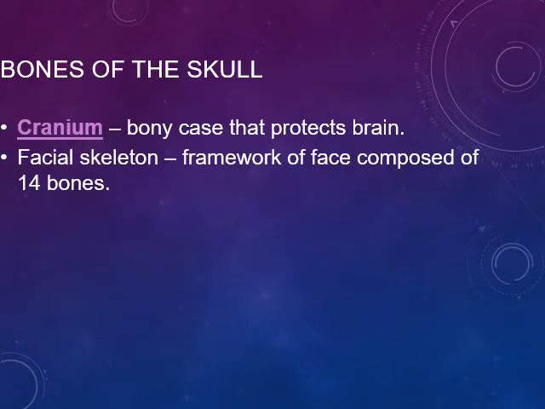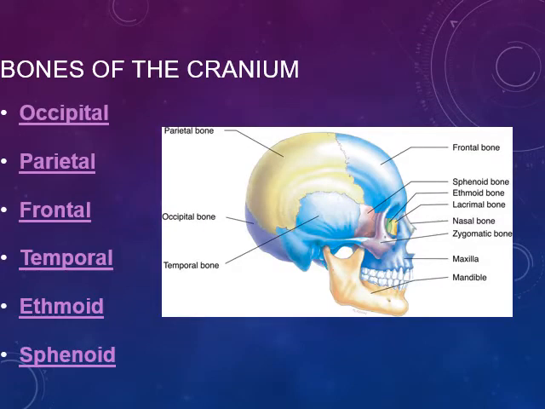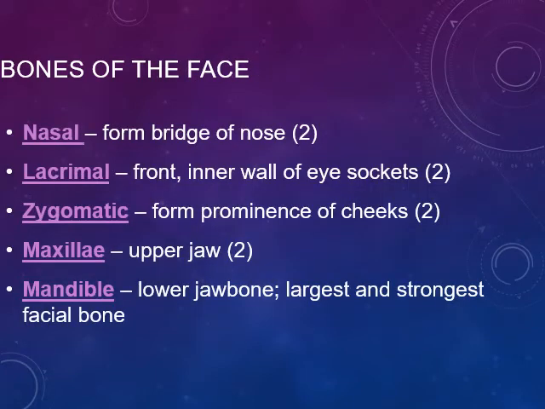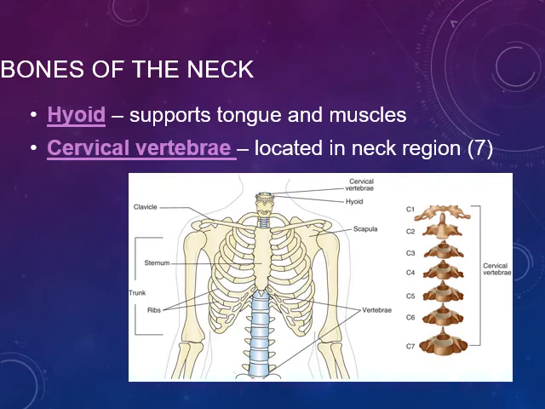Bones of the skull. Cranium, bony case that protects the brain. Facial skeleton, framework of the face composed of 14 bones. Occipital, parietal, frontal, temporal, ethmoid, sphenoid, nasal, lacrimal, zygomatic, maxilla, and mandible. Then you have your hyoid and your cervical vertebrae, which are the bones of the neck.